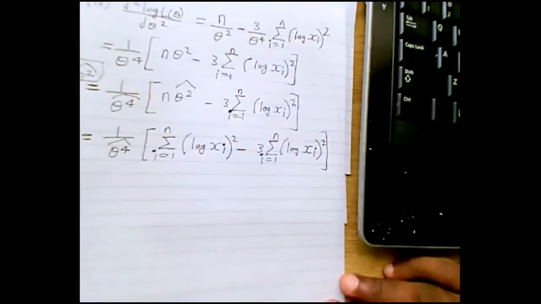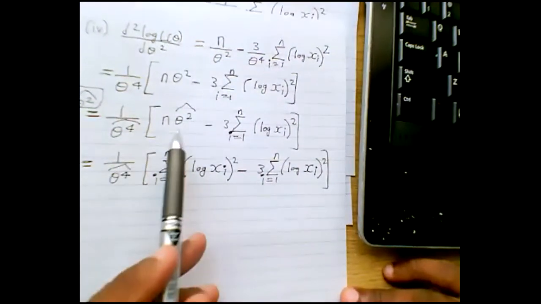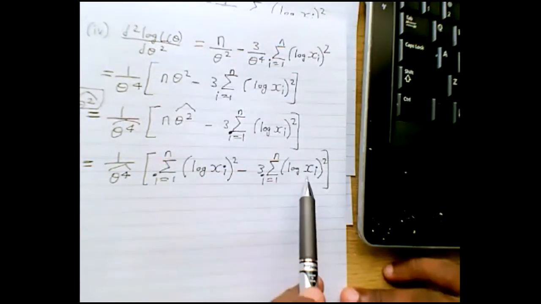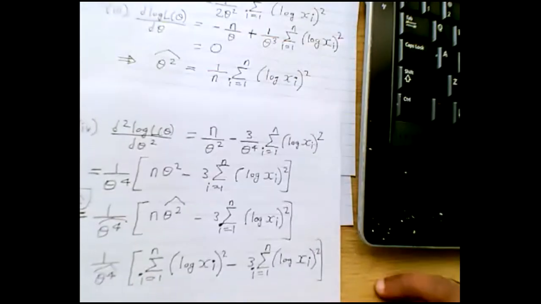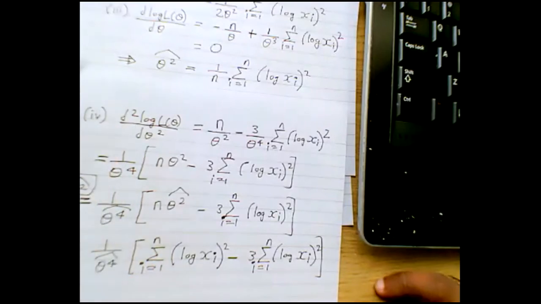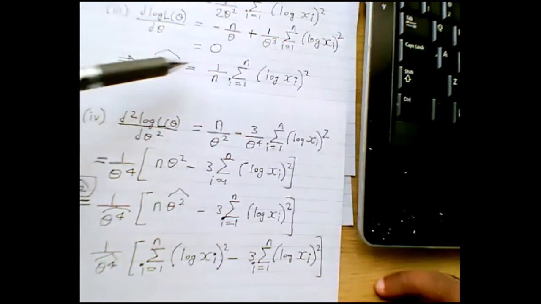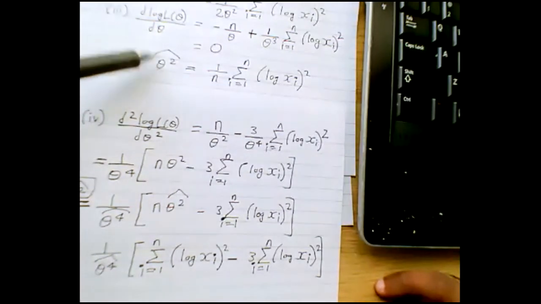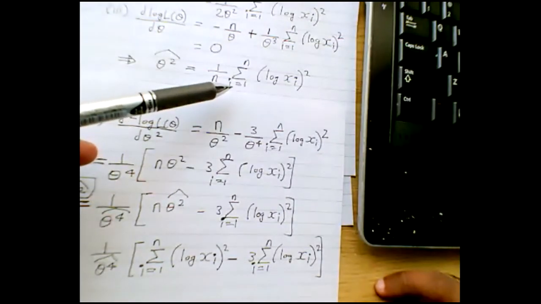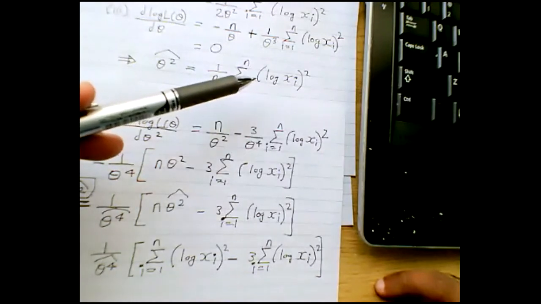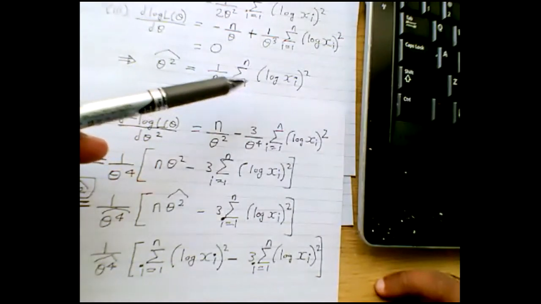Okay, you follow me? Do you see how I got from this line to this line? It's because once again I have used this fact here, that is because theta hat squared is equal to this, n times this guy must be equal to the sum of the squares of log of xi.